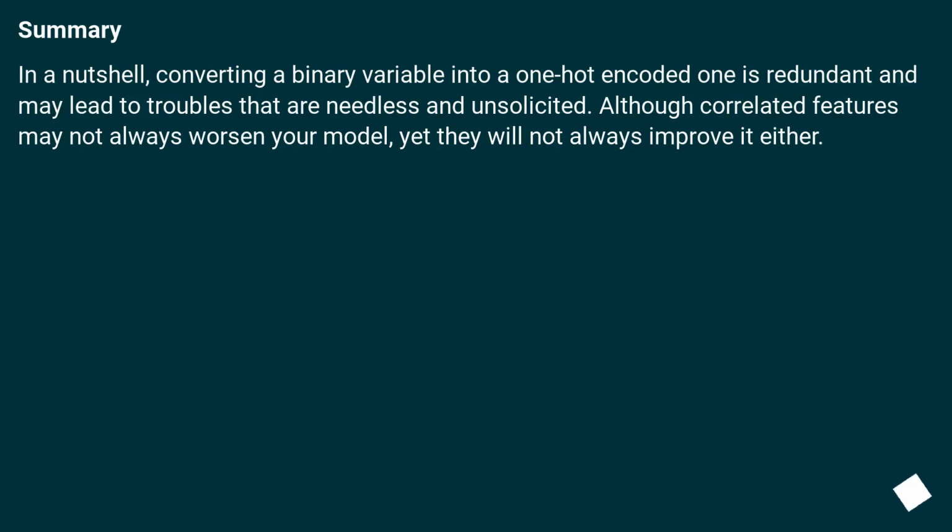Summary? In a nutshell, converting a binary variable into a one-hot encoded one is redundant and may lead to troubles that are needless and unsolicited. Although correlated features may not always worsen your model, yet they will not always improve it either.